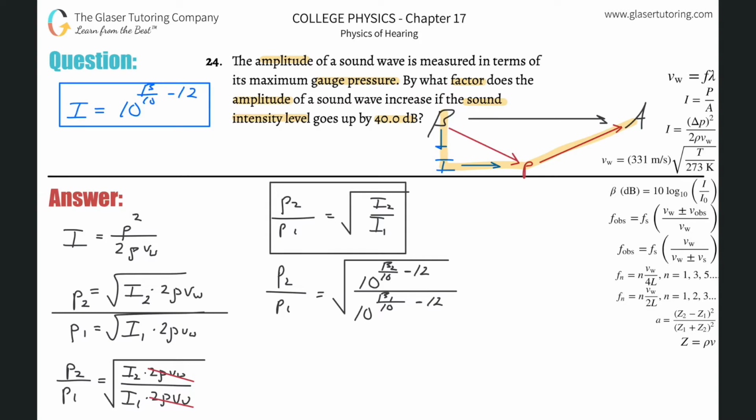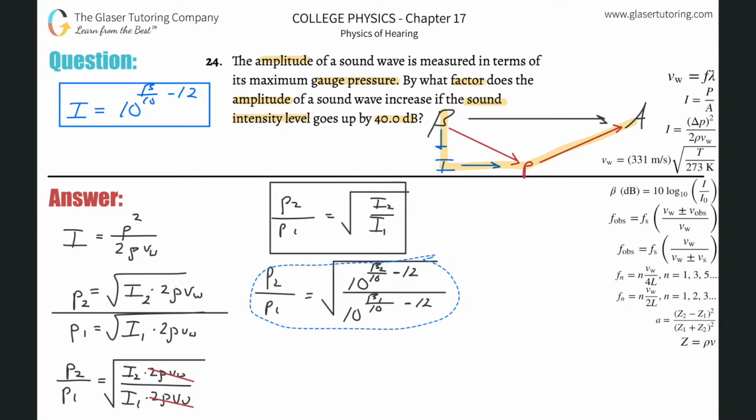Okay, so now I realize that I have two unknowns, so I've got to do one more simplification before we can rock and roll here. Now what I realize is, once they start telling me, it says, what factor does the amplitude of a sound wave increase if the sound intensity level goes up by 40, right?